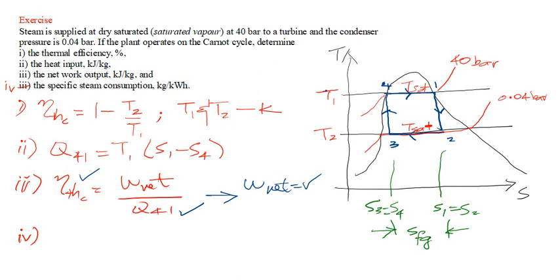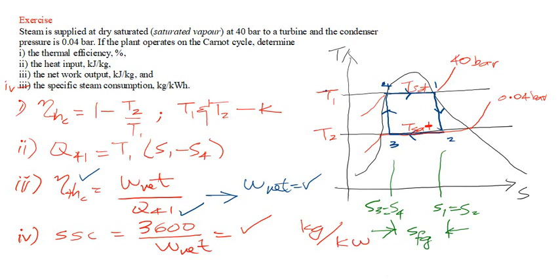And the last part is to get the SSC. For the SSC, we are going to use the first equation involving the W net in terms of kilojoule over kilogram. So this is equivalent to 3600 divided by the W net, so we will have this in terms of kilogram per kilowatt hour. So that's it, guys. This simple example using the Carnot steam cycle shows how to solve it.